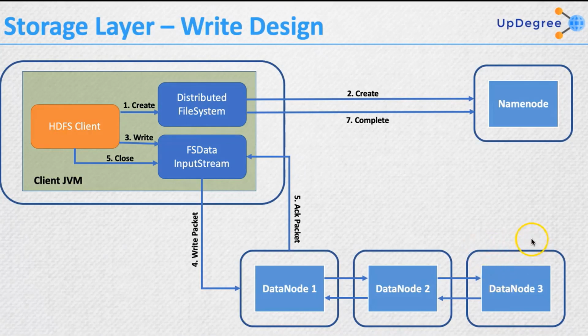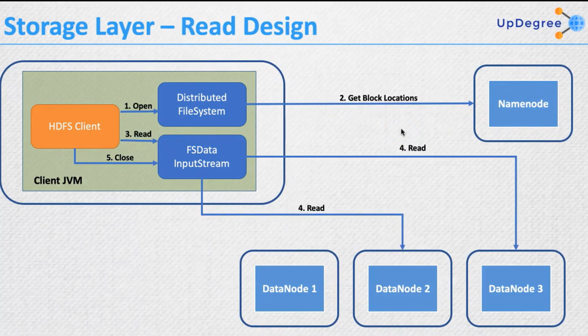And once each of the data nodes completes, it sends the acknowledgement back to the previous data node. For example, if data node 3 is completed, it will send the acknowledgement to data node 2, it finishes, it goes to data node 1, and the final acknowledgement goes to your FS data stream, and therefore the HDFS client will close it. Finally, the information will be sent to the name node saying that yes, I'm done and I would like to close the connection.